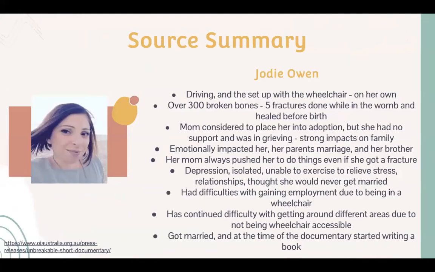The third source summary that I did was on Jody Owen. She had a lot of influential things to speak about. She's very independent, driving on her own with her wheelchair, all these different things that she is able to do, even though she has osteogenesis imperfecta. It really had a lot of impacts on her family, her parents' marriage, and even her brother psychologically because of the attention that was given to her. So it really showed more of a psychological side of it with her interview.